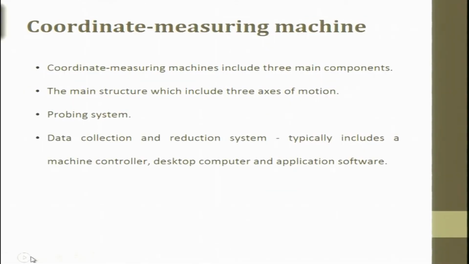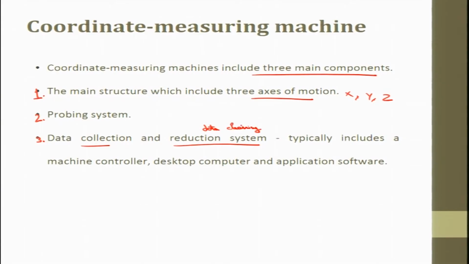Coordinate measuring machine includes three major components. Number one is the main structure, which includes three axes of motion, X, Y and Z axis. Number two is the probing system. As I said, we have a mechanical probing system here. Number three is the data collection and reduction system. Data reduction means we clean the data. This typically includes a machine controller. Machine controller is our UCC, desktop computer and application software.